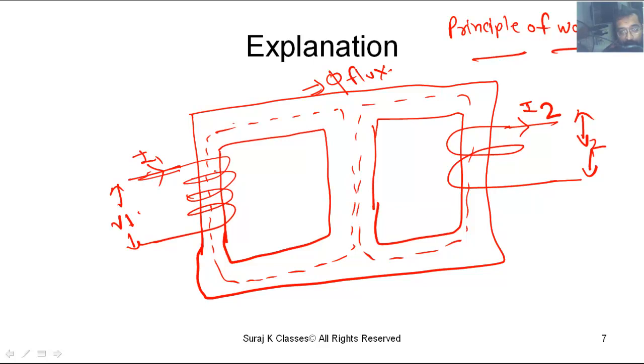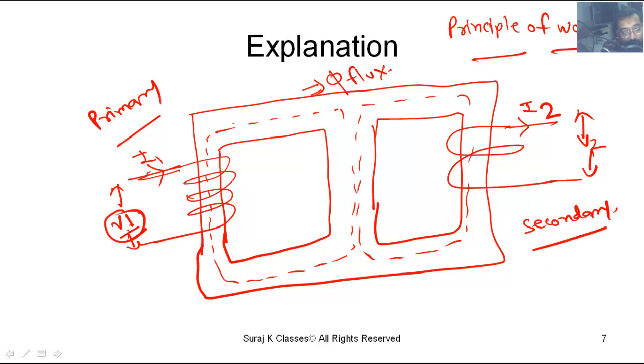Now what is the principle of the working of the transformer? It works on the principle of mutual inductance. So what is mutual inductance? Whenever you apply some amount of voltage V1 at the primary side, carrying current I1, flux will be produced, and this flux would be linked with the secondary winding.